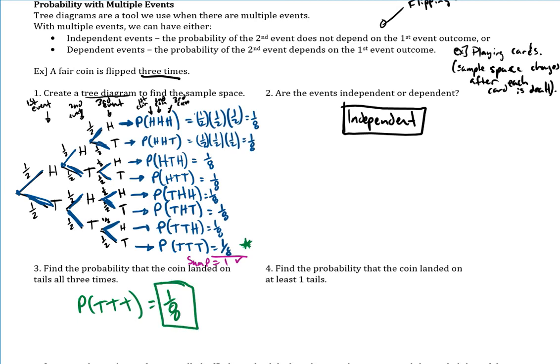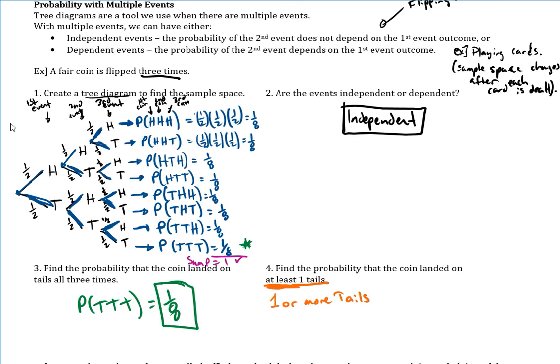Moving on. This one says, find the probability that the coin landed on at least one tails. Okay, so let's use a different color. Let's do it in orange. So at least is one of our keywords. At least one tails. That means one or more tails.